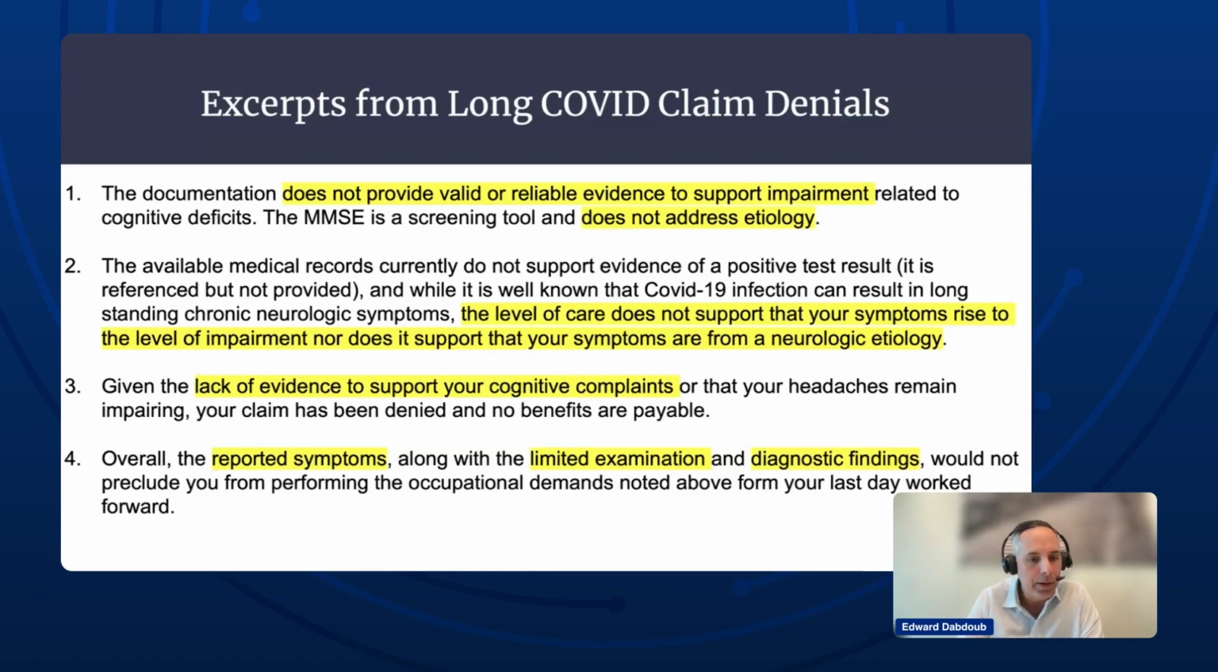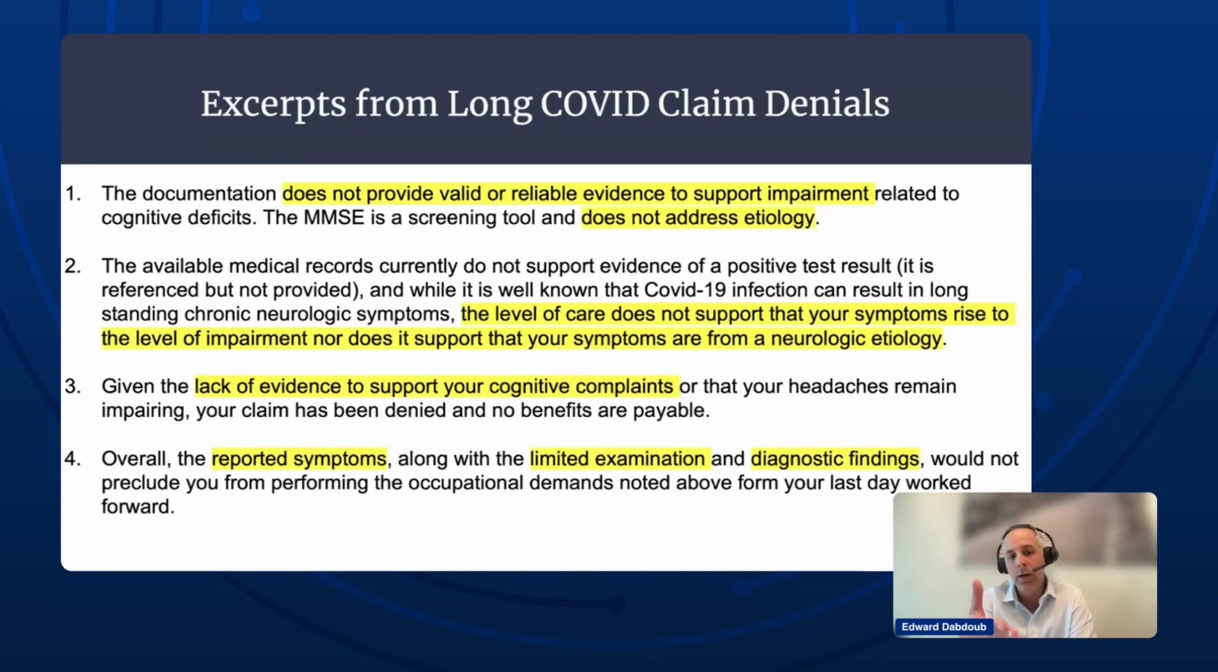And then number 3, here's a language. Given lack of evidence to support your cognitive complaints, right? Lack of evidence. Well, how do you prove cognitive complaints? We'll talk about that shortly. But that's kind of falling into the typical rationales we see. It's a lack of evidence. It's not reliable evidence. It's not objectively verifiable evidence.